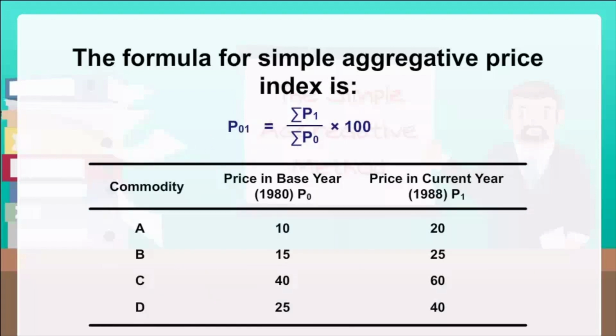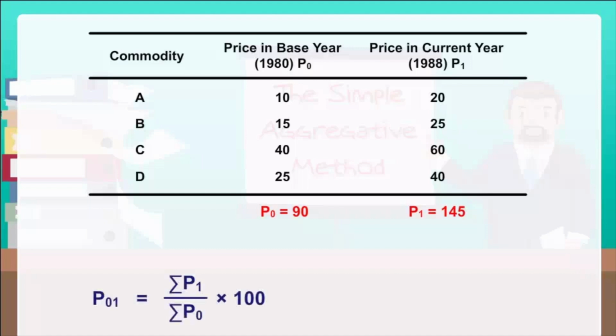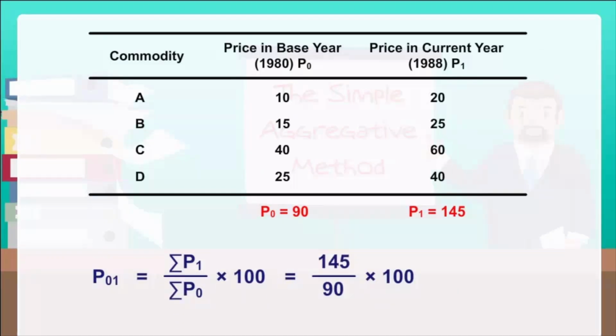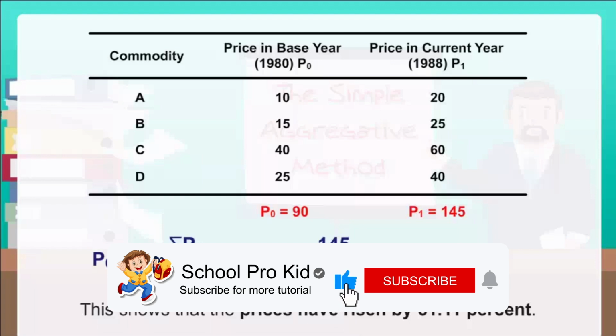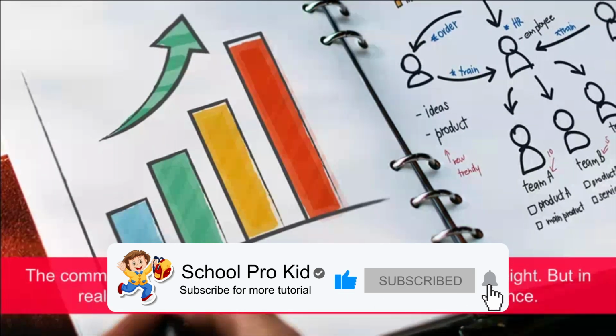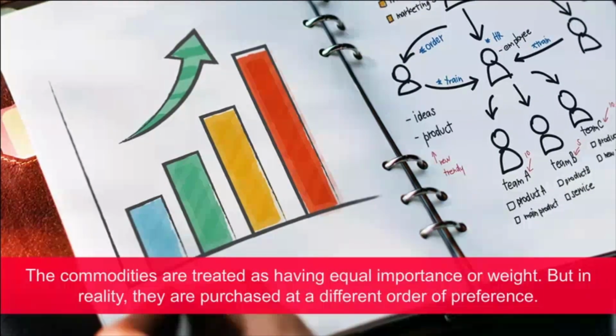The aggregative method is an unweighted measure because it does not clearly reflect the relative importance of the commodities. In the example given here, the sum of P1 is 145 while the sum of P0 is 90. Using the formula, we get P01, which is equal to 161.11. This shows that the prices have risen by 61.11%. The commodities are treated as having equal importance or weight, but in reality, they are purchased in a different order of preference.